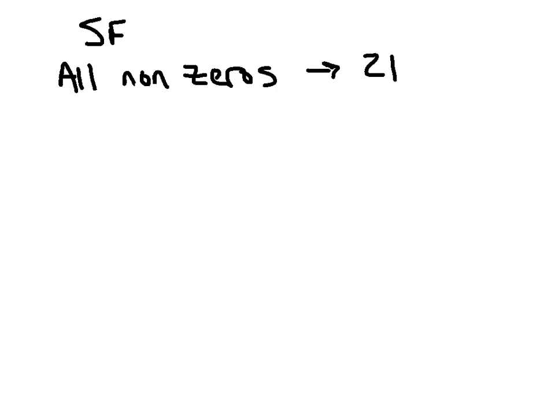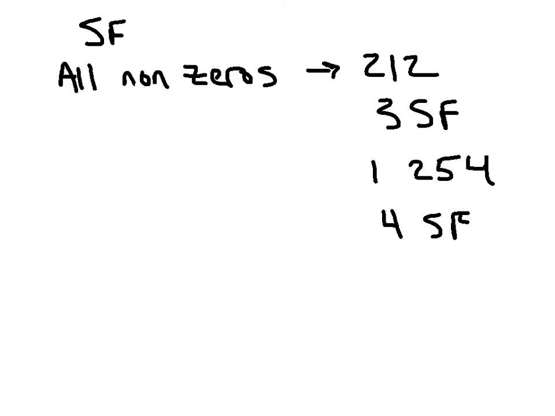Significant figures have certain rules that we need to follow. And so the first is all non-zeros are significant. So in other words, 212 has 3 significant figures. 1.254 has 4 significant figures. All non-zeros are significant.